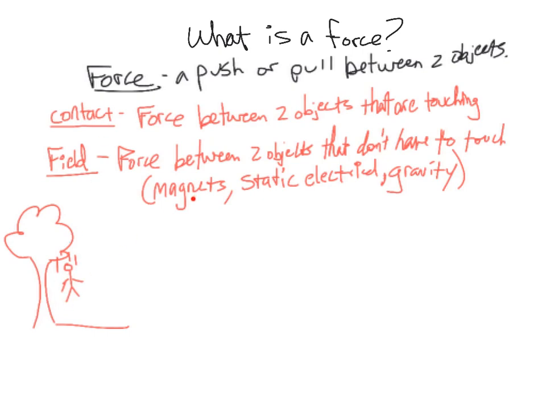Magnets can also do both. They can exert a field force on something, but they can also touch it and exert a force on it. Objects that have static electrical forces can do the same thing. They can contact things, but there are also electrical forces based on the charges that make up matter. Anyway, gravity is the main one we'll have around in most of our scenarios.